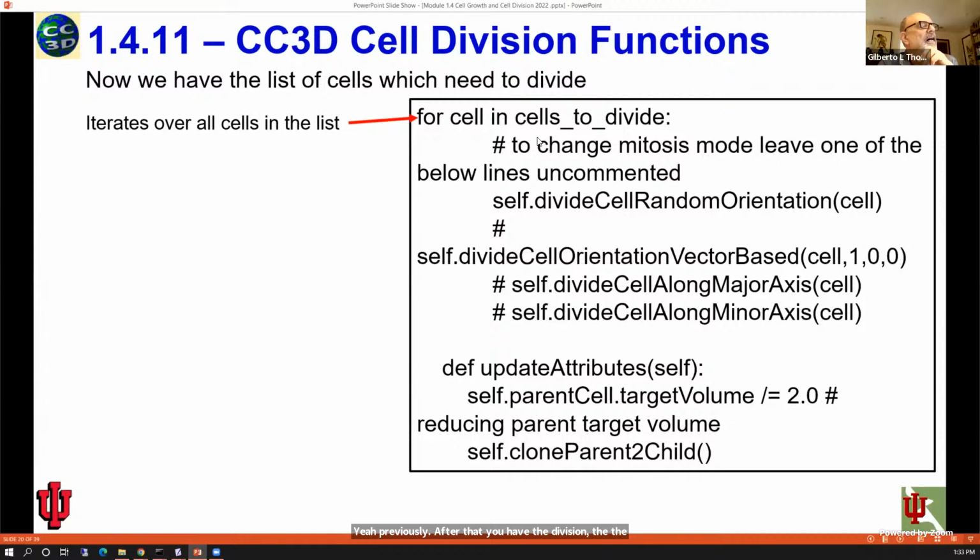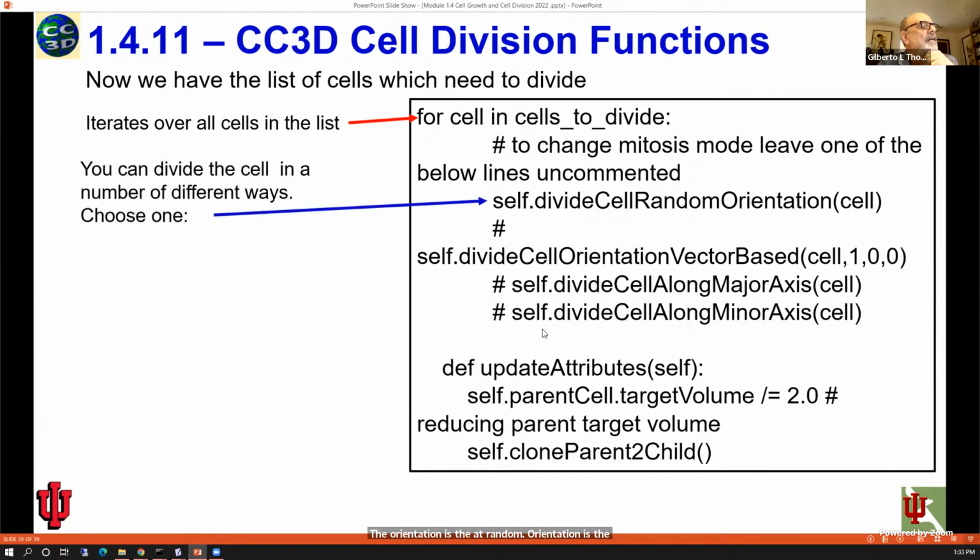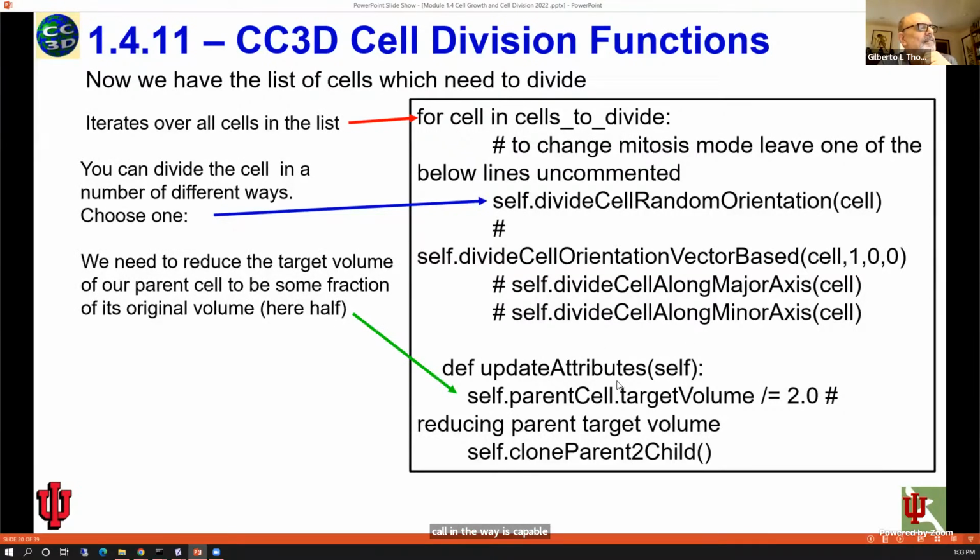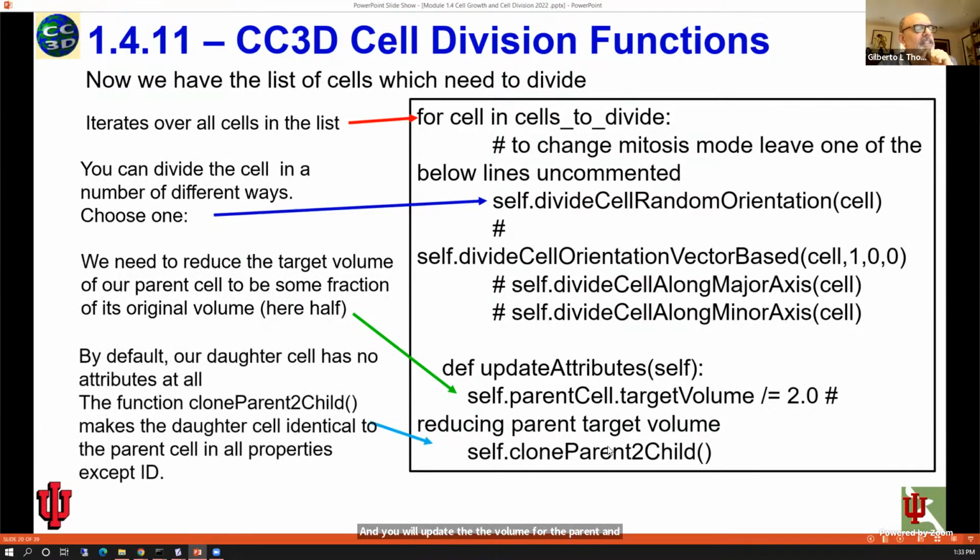You make a loop over the cells in the list of the cells which are going to divide. Choose an orientation. By default, the orientation is a random orientation in the steppable, and you update the volume for the parent and clone the child. These are the basic steps you have to follow to implement mitosis in a CompuCell simulation.